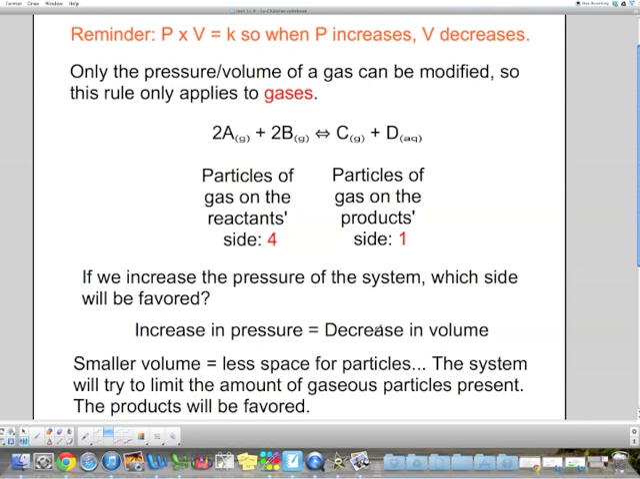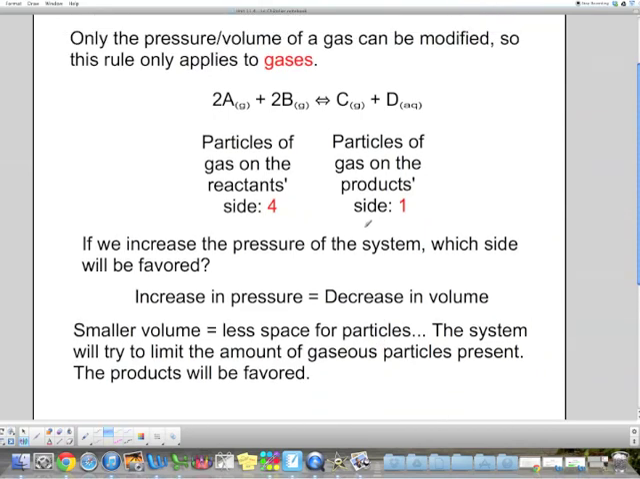So what it will do is favor the reaction that will give less gas particles. So in this way, if we increase the pressure and therefore decrease the volume, the forward reaction would be favored because it only yields 1 particle of gas versus 4. Again, the system's trying to get rid of the particles of gas because there's not enough space available.